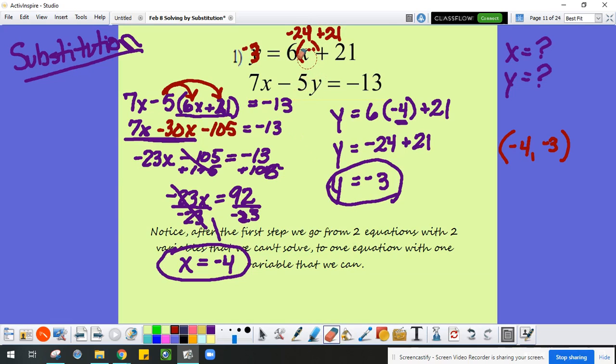Also, you can check it in the other equation. So right here for x, I'm going to put negative 4, and right here for y, I'm going to put negative 3. This comes out to 7 times negative 4 is negative 28. Negative 5 times negative 3 is positive 15. And guess what? Negative 28 plus 15 is negative 13.